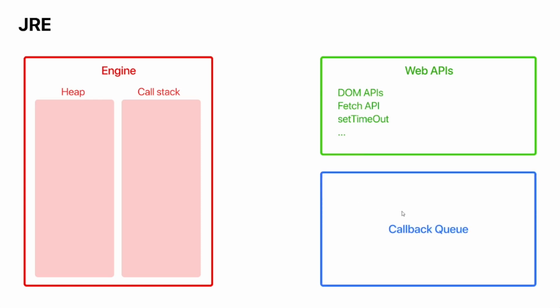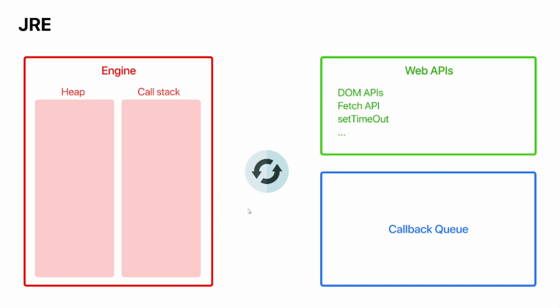Then we have the callback queue that stores the callback functions sent from the web APIs in the order in which they were added. And finally, we have the event loop that constantly monitors the state of the call stack to see if it's empty, and based on that, it will grab a callback from the callback queue and put it into the call stack to schedule it for execution.